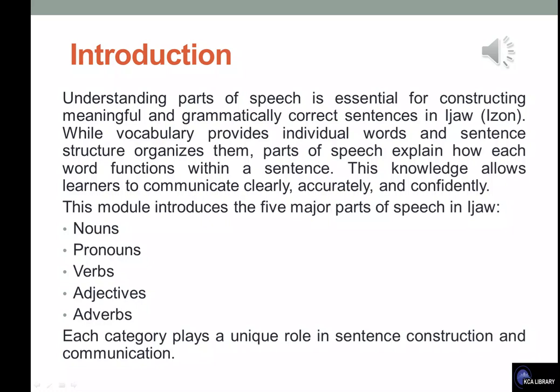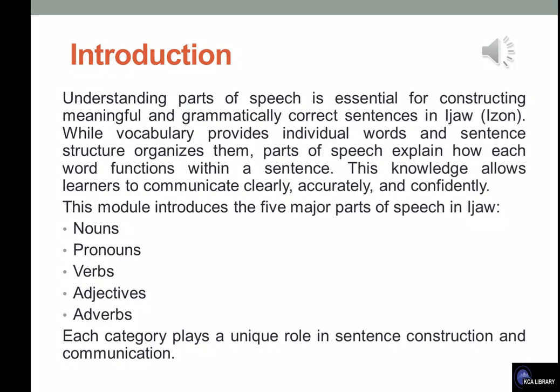Understanding part of speech is essential for constructing meaningful and grammatically correct sentences in Ijaw. While vocabulary provides individual words and sentence structure organizes those words, part of speech explains the function of each word within a sentence. This understanding enables learners to communicate clearly, accurately, and with greater confidence.